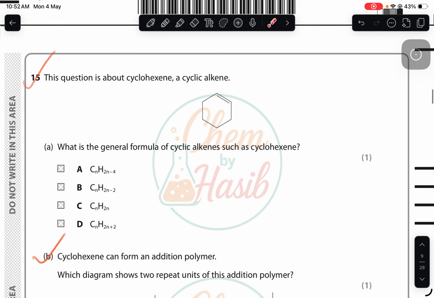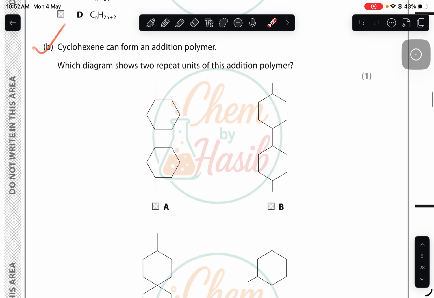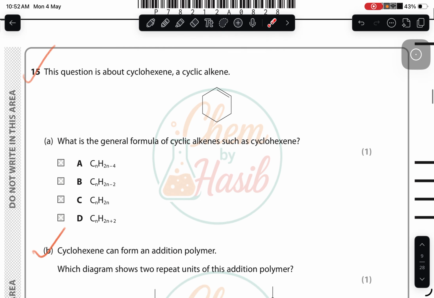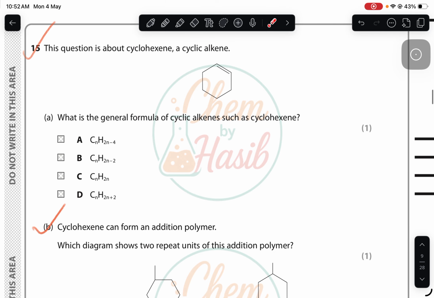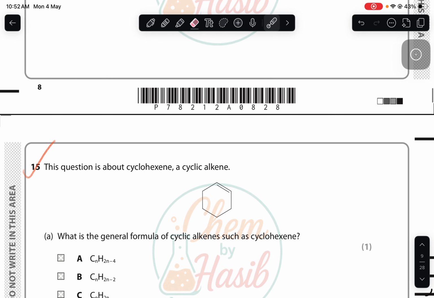Question number 15b. It says cyclohexene can form addition polymers. Which diagram shows 2 repeat units of this addition polymer? So you have to form the addition polymer from cyclohexene, right? You have to show 2 repeat units when 2 cyclohexene molecules join.